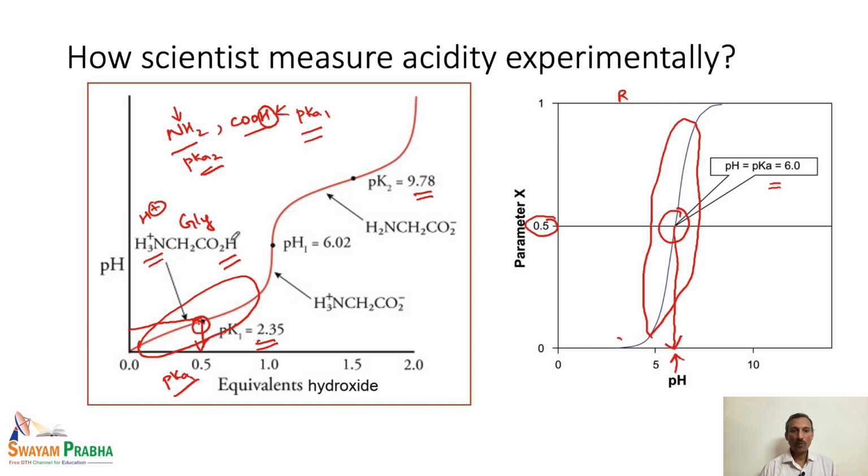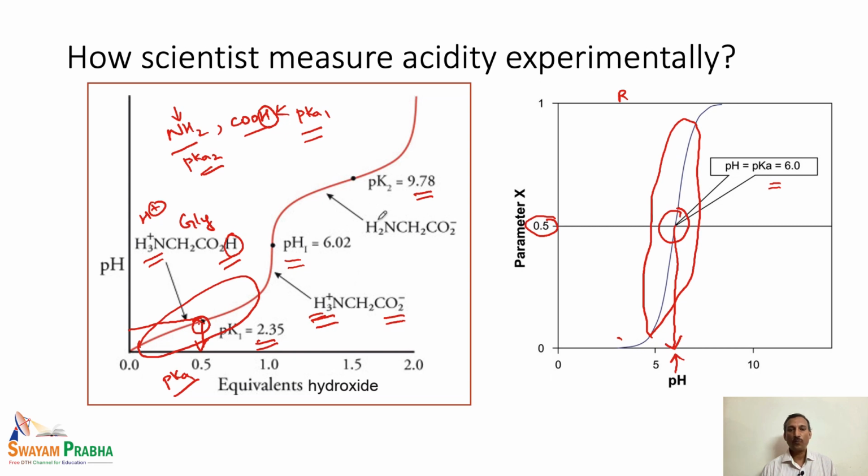So, this carboxylic acid hydrogen has a pKa of 2.35, and the middle portion is basically the zwitterionic form, that means the carboxylate anion and the ammonium ion are both present together. This is called the zwitterionic species. If you are going to measure the pKa of the zwitterionic species, here we have the hydrogen atom. So, the zwitterionic ammonium hydrogen's pKa is actually at pH 1. So, this is the zwitterionic pH of this particular species.